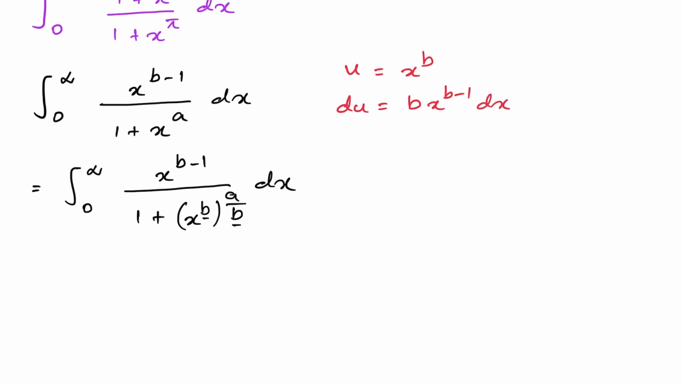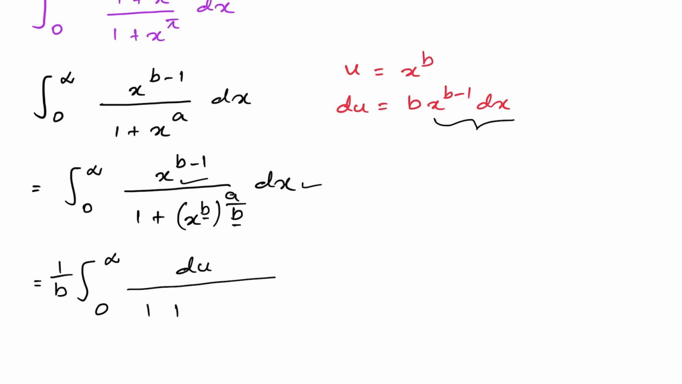Let's plug into our integral. The limits are also 0 to infinity. In the numerator we have x to the b minus 1 dx, so x to the b minus 1 dx is equal to 1 over b times du. The 1 over b we can write outside of the integral sign, and here du over 1 plus x to the b, which is u, so u raised to the a over b.